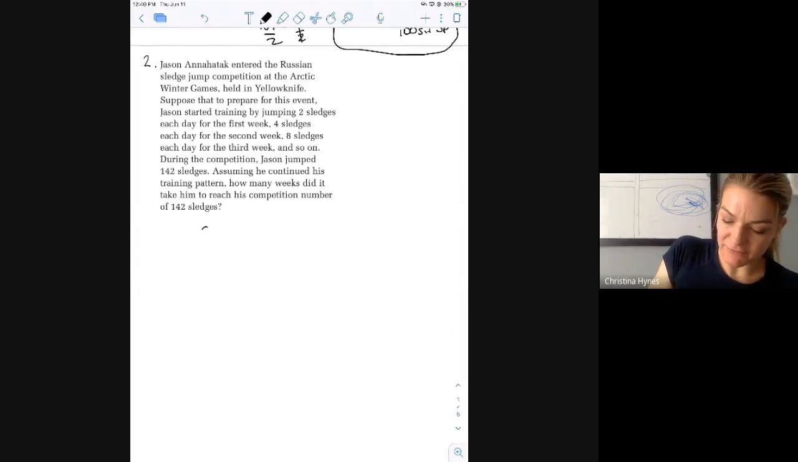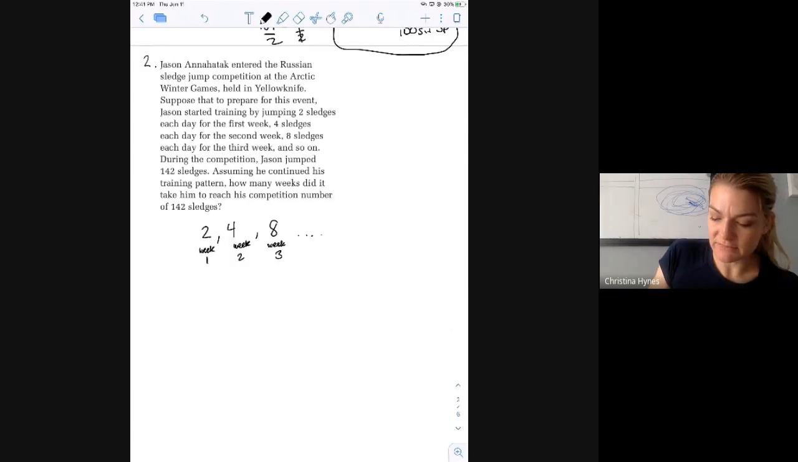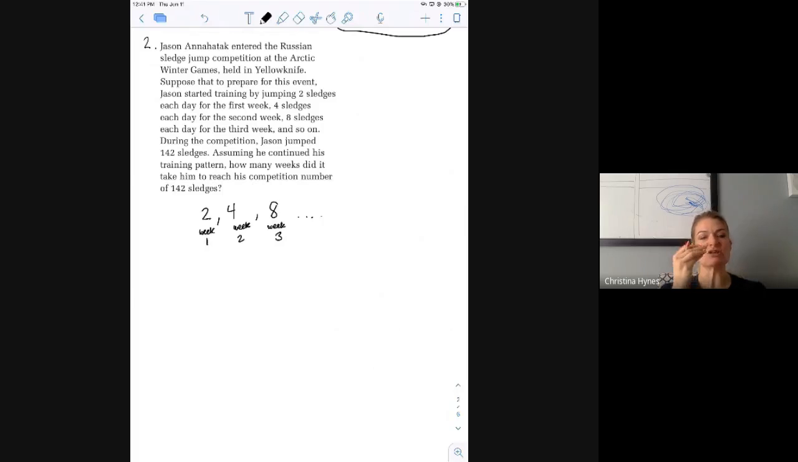So we know that our first term is 2. So that's the first week. And then 4 sledges on our second week. So this is week 1, week 2. I'm describing it underneath. And then we have 8 sledges on the third week, and so on. So if you look at these numbers, it's not adding to get from one term to the next. So this is a geometric sequence, guys.